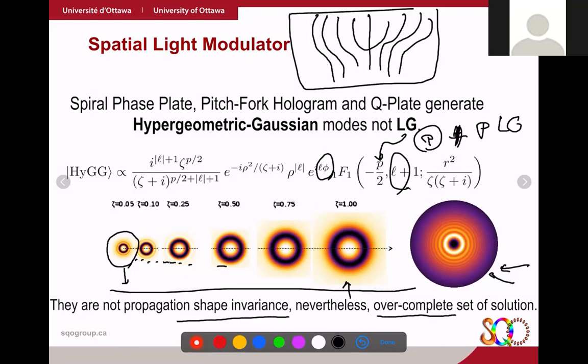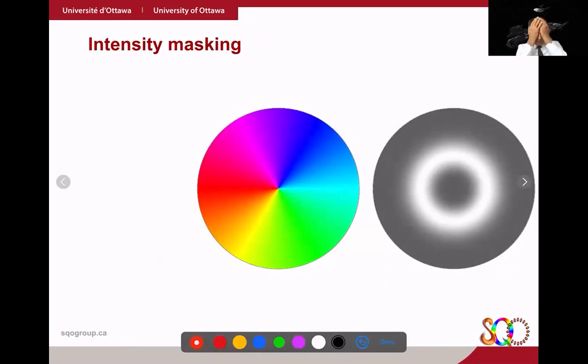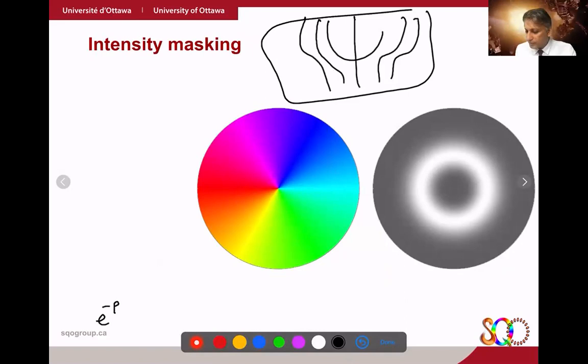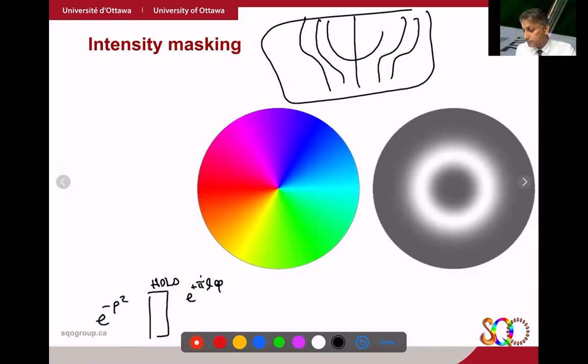Then I asked myself, good. If we are not able to create a Laguerre Gaussian mode with a pitchfork hologram, and we are creating a new type of beam, which we call hypergeometric, then how can we create other beams? Remember, what we do in the pitchfork hologram case is we have a Gaussian beam as an input, and the hologram action imparts e to the power of minus or plus i l phi to the beam. Then you have to apply the Fresnel propagator, and you get hypergeometric Gaussian modes.